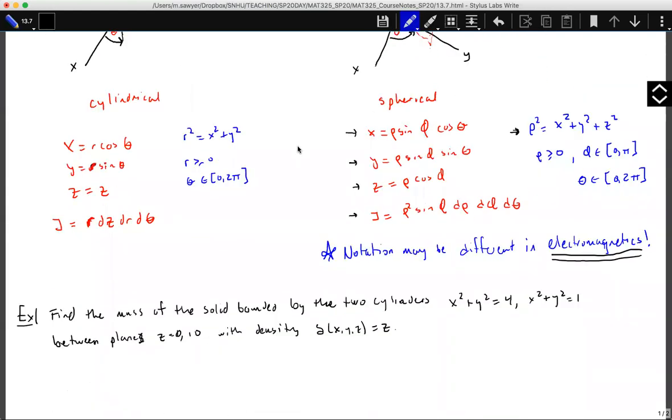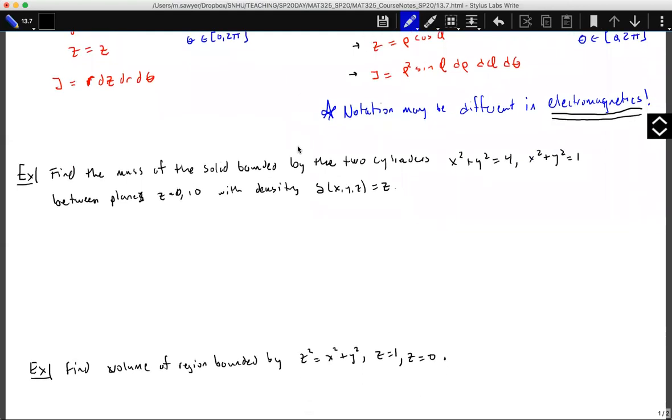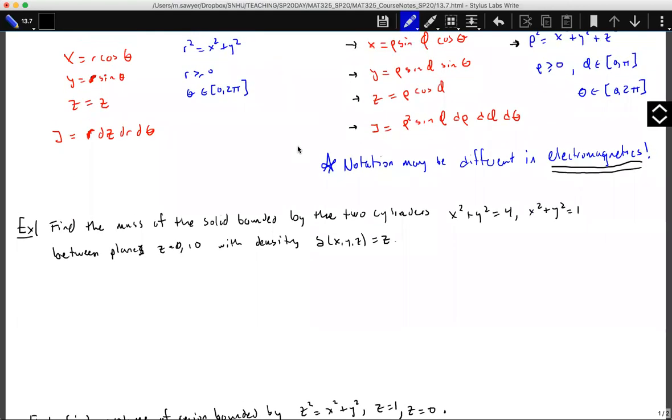So let's go ahead and start working examples. Let's find the mass of a solid bounded by two cylinders. Suppose that we have cylinders x squared plus y squared equals 4, and x squared plus y squared equals 1, between the planes z equals 0 and z equals 10, with a particular density.